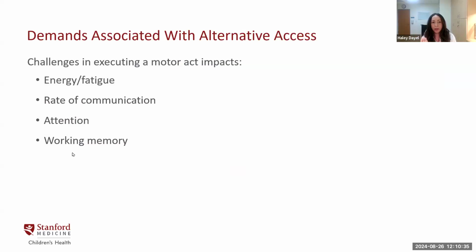It may require them to focus a lot more on the motor task, taking away the attention that they could otherwise use for other tasks. And it might also add working memory demands, for example, for somebody who has to hold scanning sequences in their working memory. So all of this can mean that for a person who is using an alternative access method, they might have difficulty participating in a language task, not because they lack the language capacity, but because the motor demands placed on them at that moment are so high.